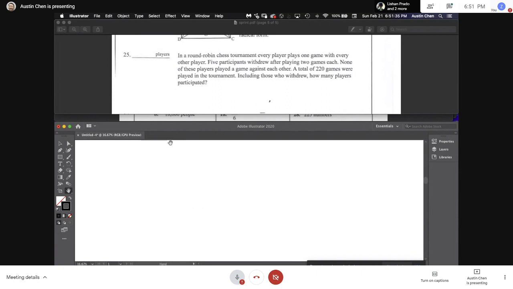So let's say we start with n players. Every player is going to play one game with every other player. So if we're looking at one player, they're going to play n minus one games, right? And then we can multiply this by n to find the total number of games, but we're going to count every game twice, right? Because if Bob plays against Sally, we're going to count the game once from Bob's perspective and once from Sally's perspective. We're going to do that for all the games. So we need to divide n times n minus 1 by 2 to get the total number of games that were played.